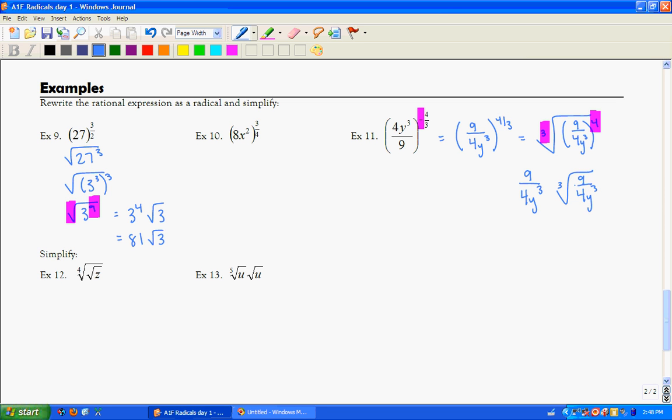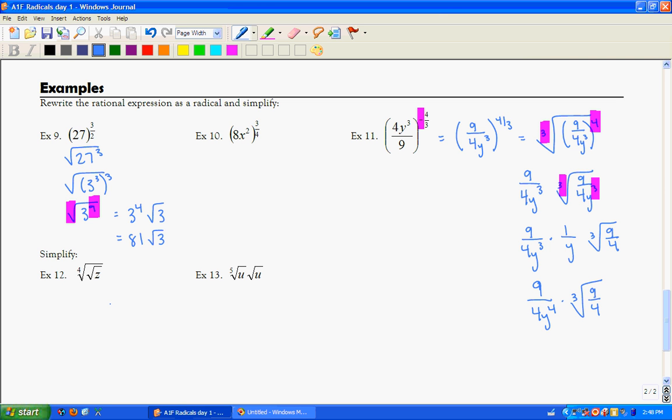Then from here, we can also simplify this because we have another exponent that matches our index. So we could also pull out a 1 over y and leave our 9/4. So if we simplify the outside, we would have 9 over 4y to the 4th times the cube root of 9/4. Again, we're not all the way to simplest form because we still have a fraction underneath the radical, but we will talk about that in class or tomorrow.